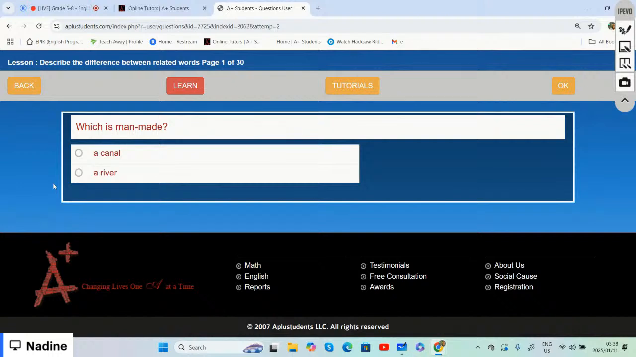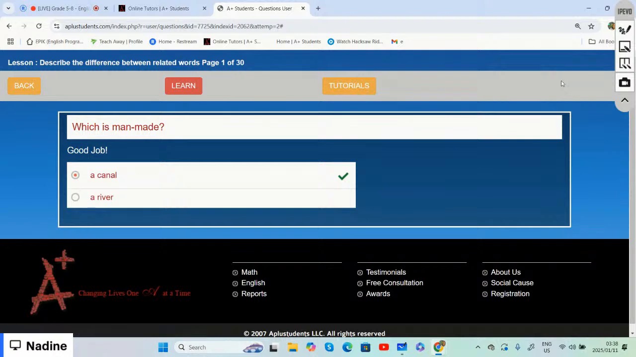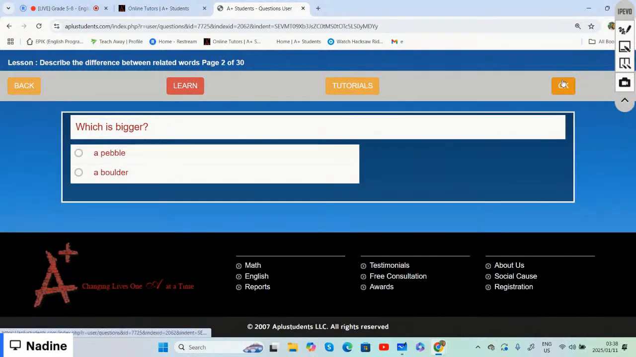All right, and if we were to choose the correct option, then we will say a canal is man made, a river is natural. Rivers and streams are natural. Well done. A canal is correct.